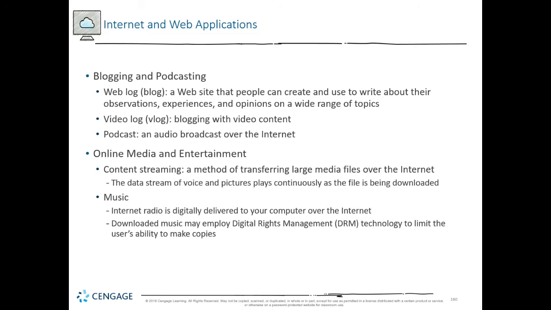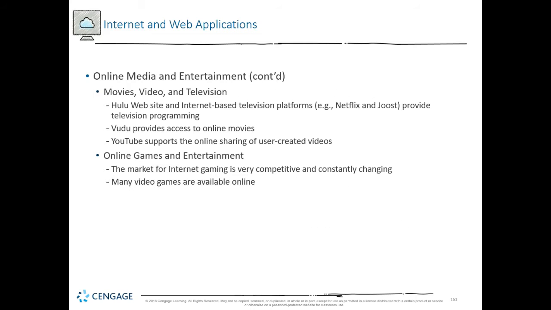Online media entertainment. Content streaming is a method of transferring large files over the internet. The data stream of the voice and pictures plays continuously as the file is being downloaded. Music: internet radio is digitally delivered to the computer over the internet. Downloaded music may employ digital rights management, DRM, a technology to limit the number of times users can make copies.